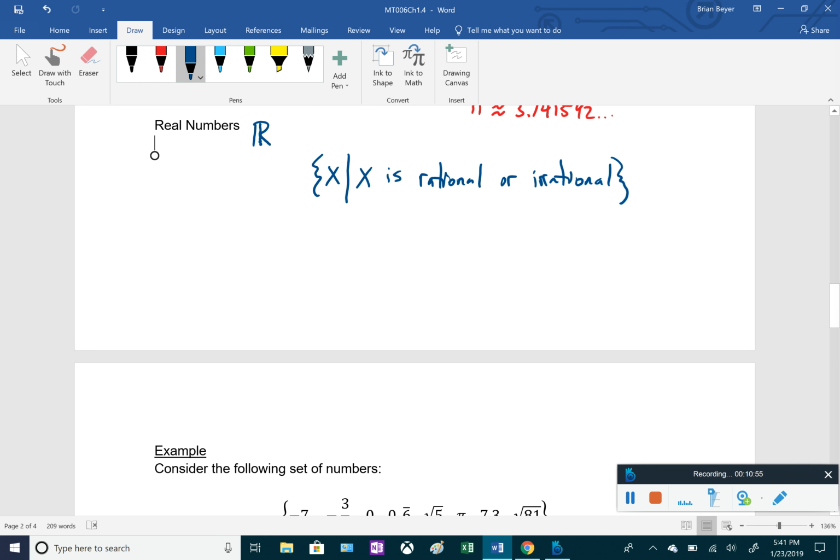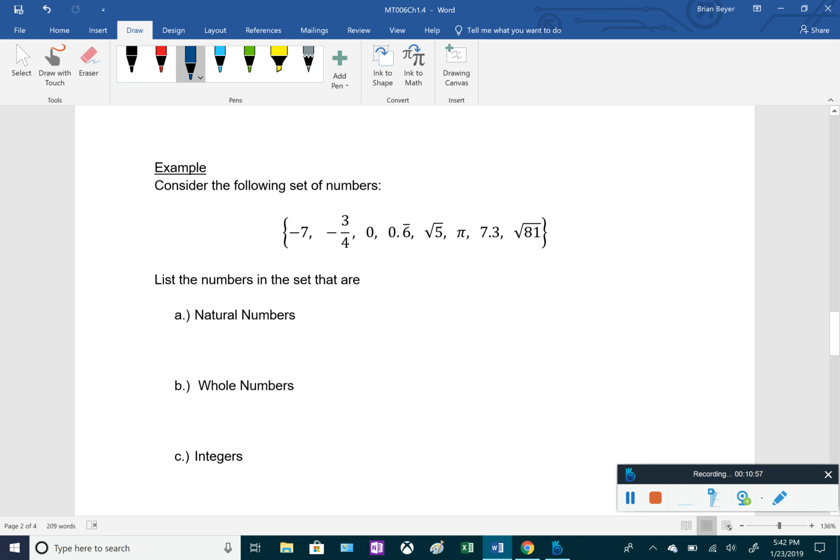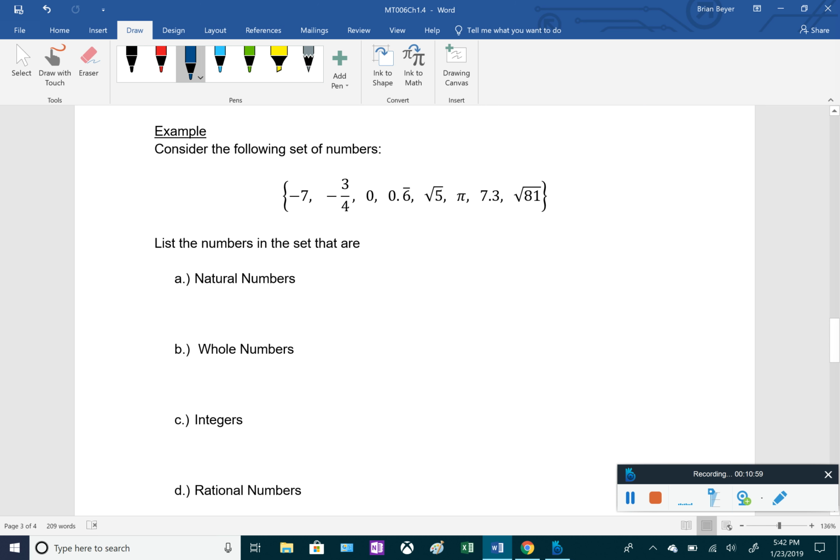Okay, let's do an example. So let's consider this set of numbers here. We have -7, -3/4, 0, 0.6 repeating, radical 5, pi, 7.3, and radical 81.